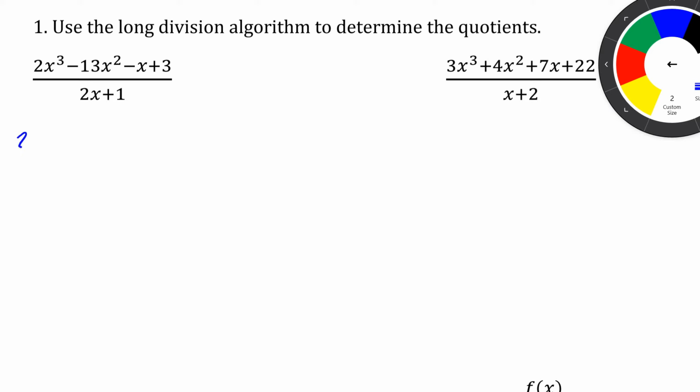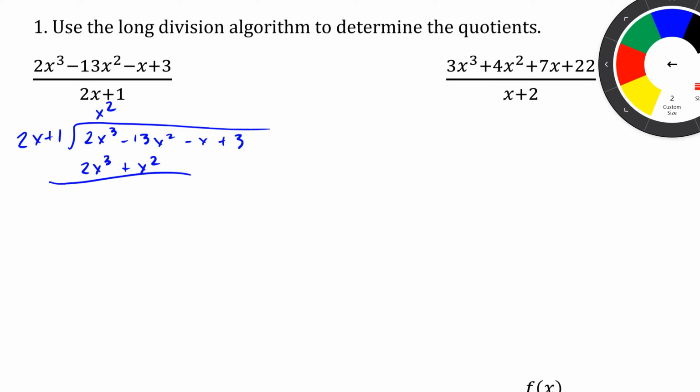First things first, let's look for any terms that are missing. I don't see any, so we can just go right through. First thing we have to do is figure out what multiplies by 2x to make 2x cubed. That'll be x squared. So that's going to give me a 2x cubed and a positive x squared.